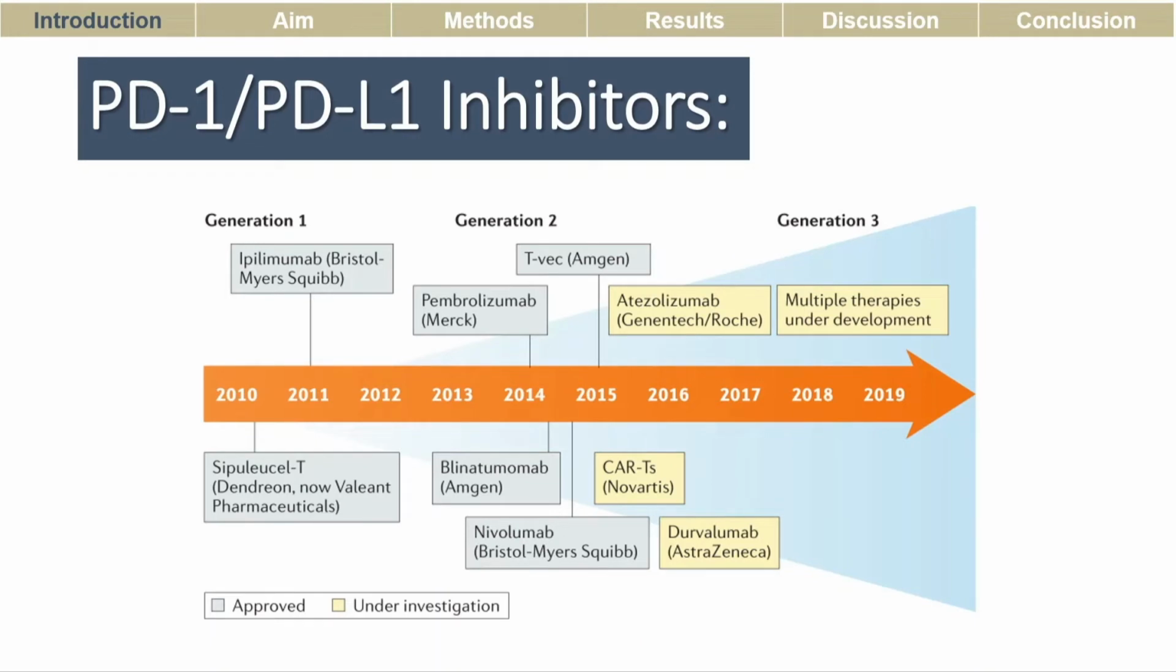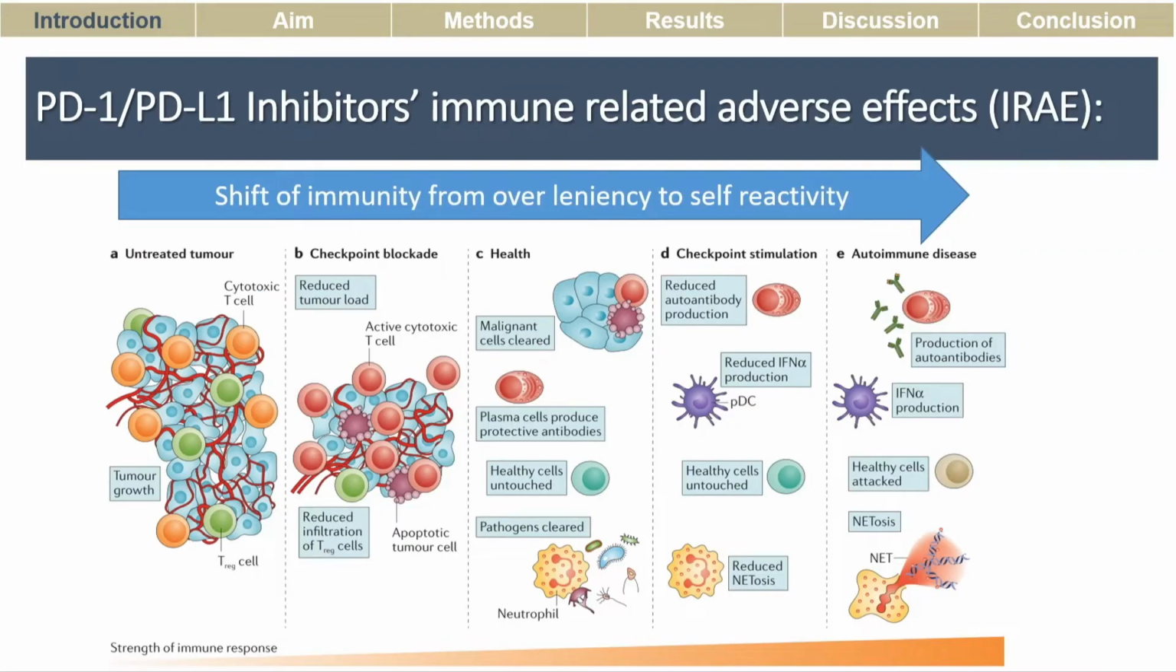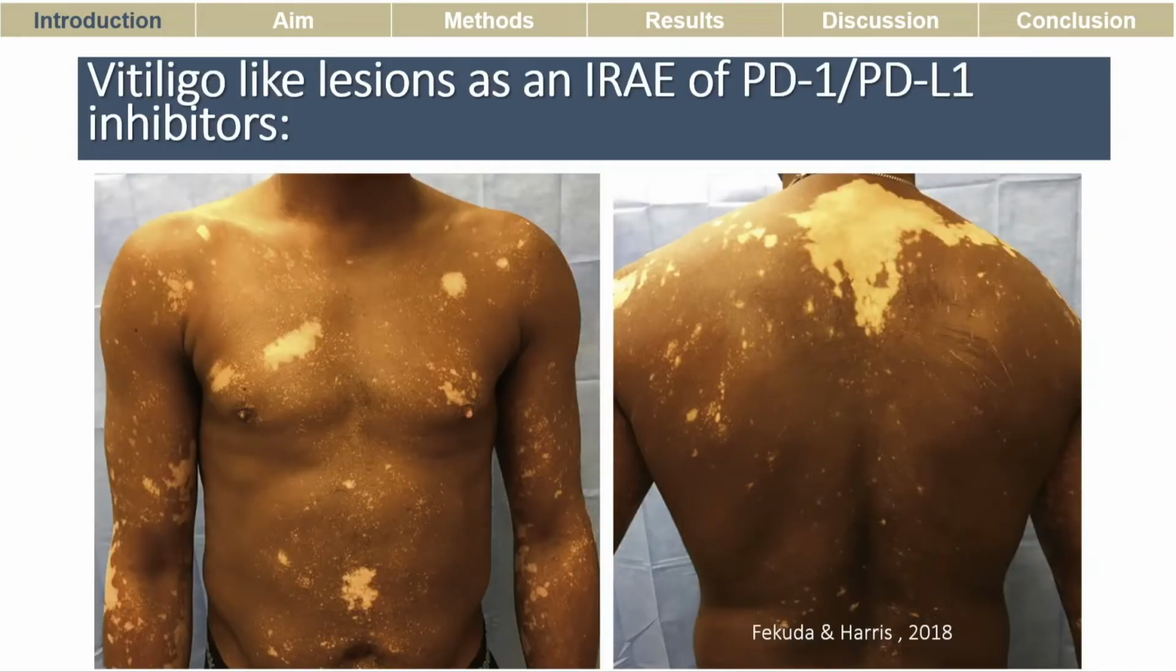This is why several PD1-PDL1 inhibitors have been approved for use in cancer, namely melanoma. They act by shifting immunity from over-leniency to self-reactivity to better control the cancer. However, excessive self-reactivity can lead to autoimmune reactions that are called immune-related adverse effects. One prominent such adverse effect is the development of vitiligo-like lesions, which are characterized by an eruption of depigmented macules with confetti appearance, usually in areas hidden from the sun exposure. This picture reflects that of active vitiligo.